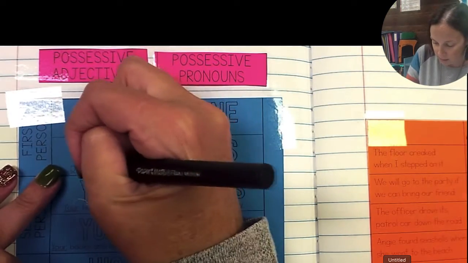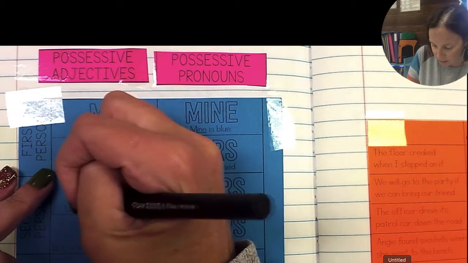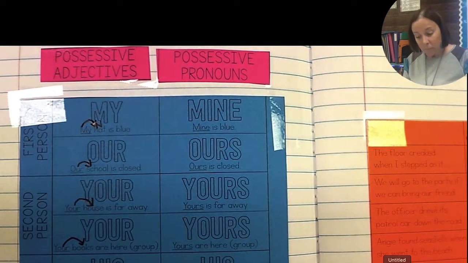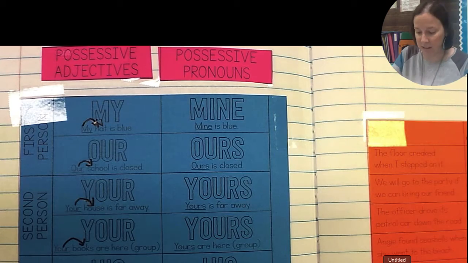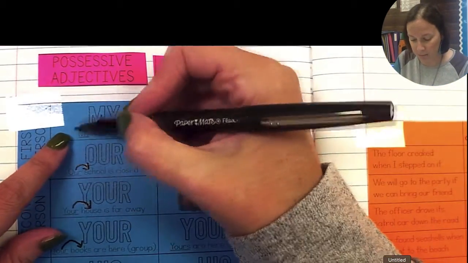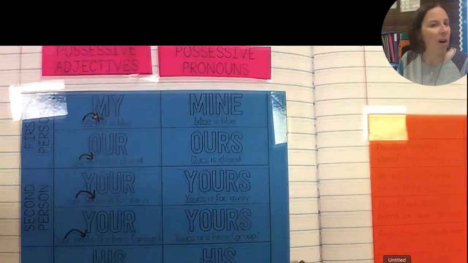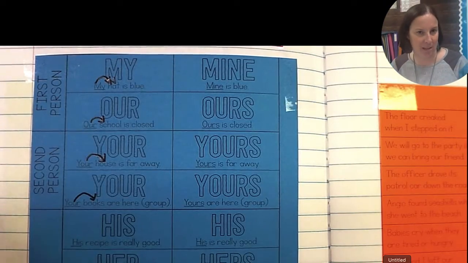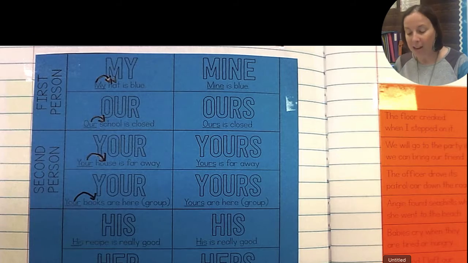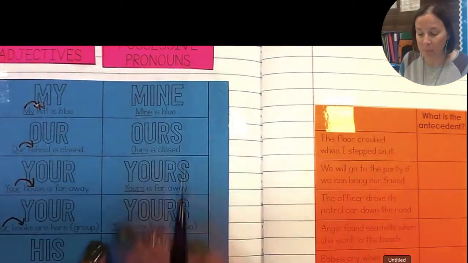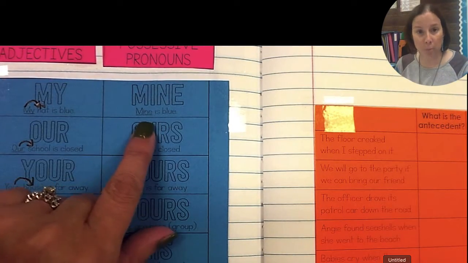Okay, so this is coming over to here. This is talking about this. This is talking about this. So in these instances, these pronouns, my, our, your, his, her, all of these are not taking the place of a noun. They are being used as adjectives. Over here in this column, they are being used as pronouns.